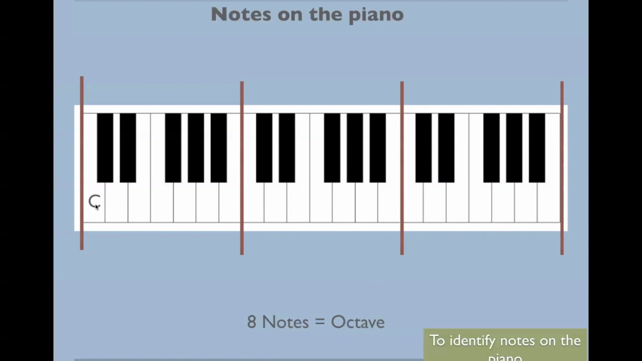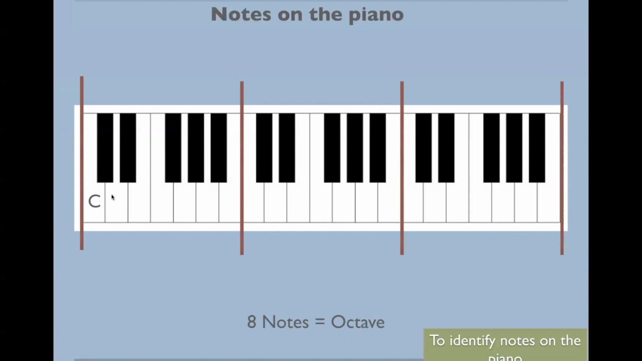We know this is C, to the left of the 2 black keys. So the next white note is going to be D. The next white note after that is going to be E, F, G, A, B, and then we're back where we started again, C. Anytime we go up 8 notes altogether, so from C to C, this is called an octave. Octopus have 8 legs. An octave is every 8 notes.